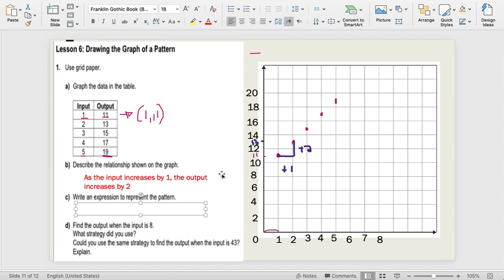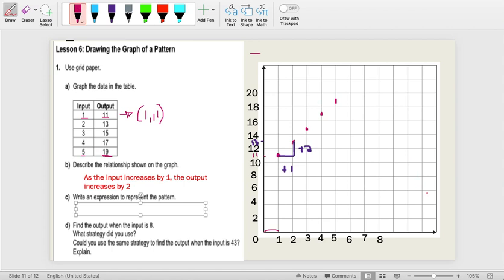Next thing you need to do, let's go to D for now, is find the output when the input is 8. So remember, this line right here, this is our input. And how we can find out what the output would be is just continue this pattern by going over 1 and up 2. And we can keep doing this, depending on the size of our graph, until we get to 8. Now obviously I didn't make my graph quite big enough, but that will work.